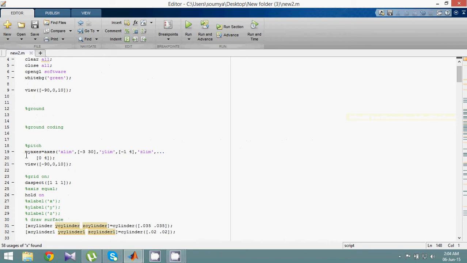Then I use the manipulation of the axis. My axis is called: xlim -3 to 30, ylim -1 to 4, and zlim 0 to 4. xlim means the x axis would be limited to -3 to 30, because the length of the page is basically 3.79 meters, so this is gonna cover that. ylim is the width of the page, which is 3.6 meters, so -1 to 4 covers that. zlim is the height; I thought the height won't cross 4 meters, so I use this. And then I use view again.